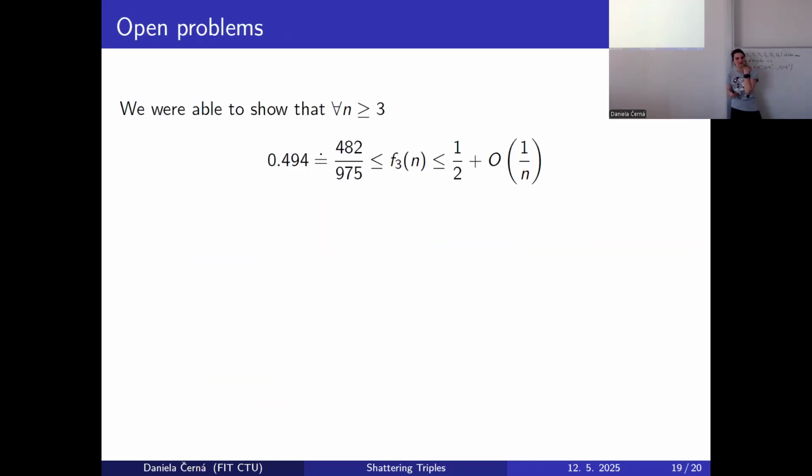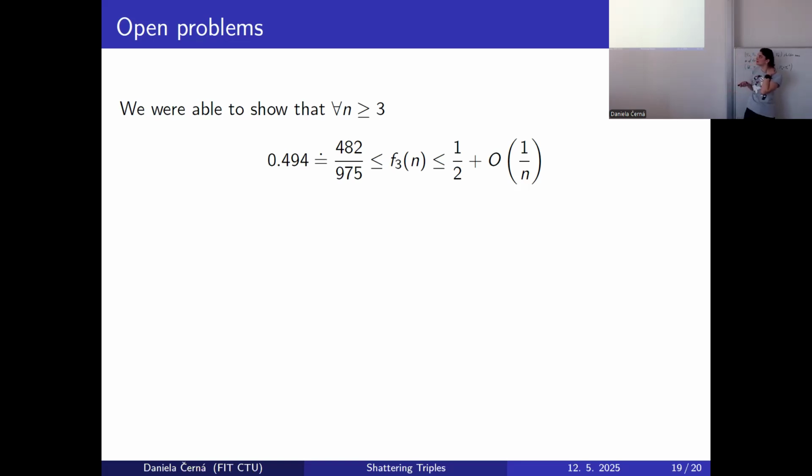So just to sum it up, we were able to show that F3n lies between these two bounds, which are pretty close. We strongly believe that for the limit, the value 1/2 is correct, but we were not able to prove it so far. And we will need to find some other way to construct the limit permutations, because we don't think that the blow up, which was used in the theorem, will actually work.